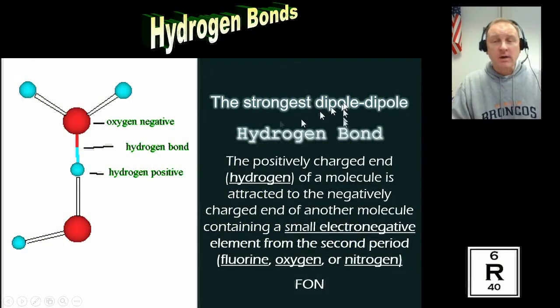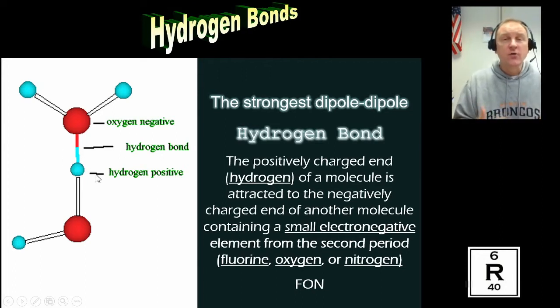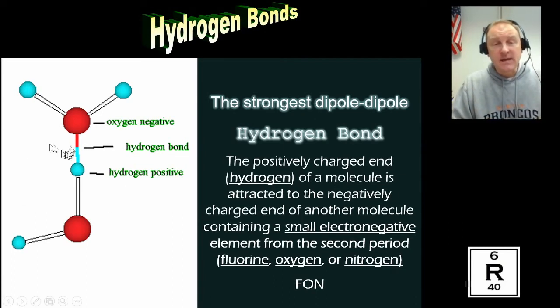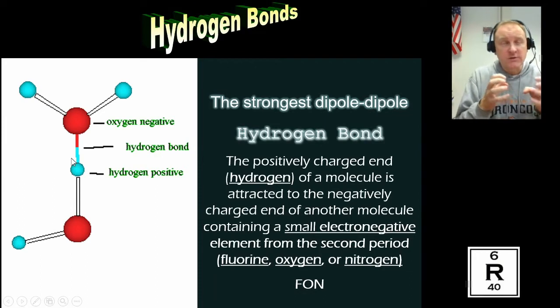So the strongest dipole-dipole is called a hydrogen bond. Again, we're talking about water, which has a partially negative side and a partially positive side. In a dipole-dipole, the hydrogen is partially positive, the oxygen is partially negative, and so we get this attraction between the water molecules. Remember, this is a separate water molecule and a separate water molecule, but they're attracted towards each other, and that's why water, under normal conditions, standard temperature and pressure, is in a liquid state, because this hydrogen bond keeps those water molecules associated with each other.